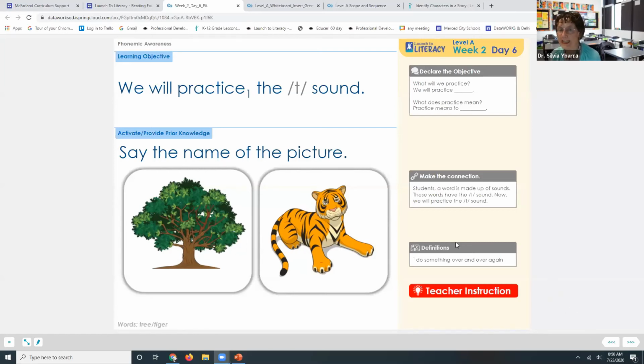So this one is a phonemic awareness lesson. Please don't show the students any letters for the pictures. The pictures are used as a proxy for the words because in phonemic awareness, the students are only using the sounds. We still use the engagement norms.